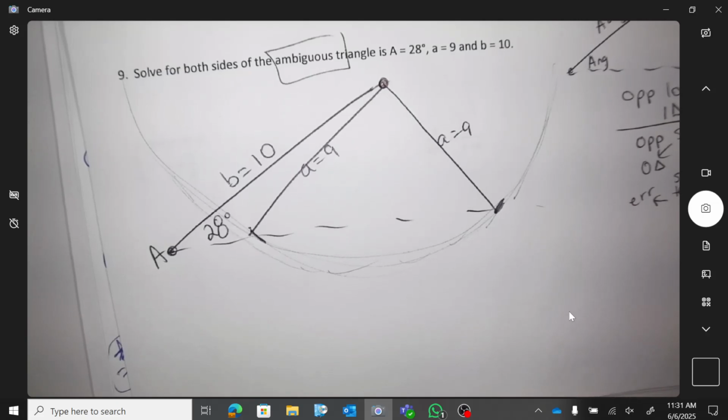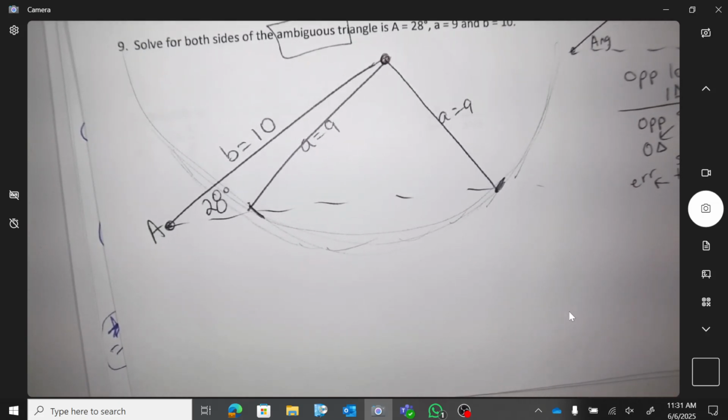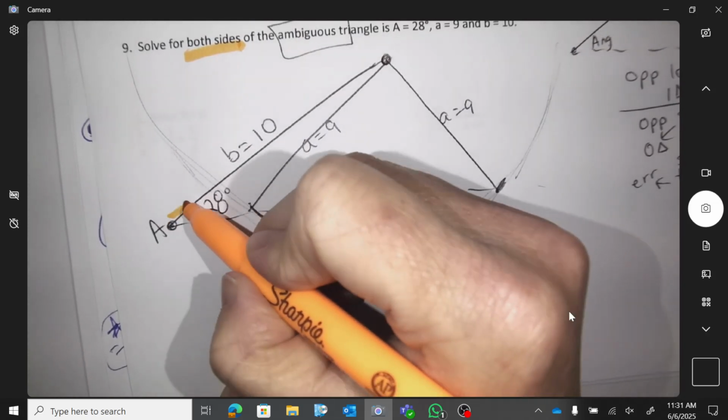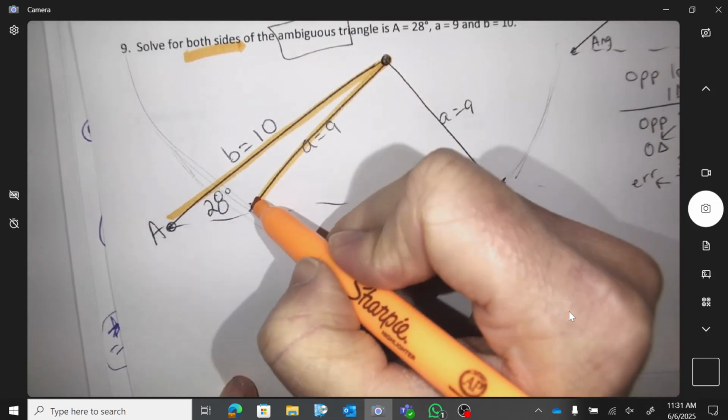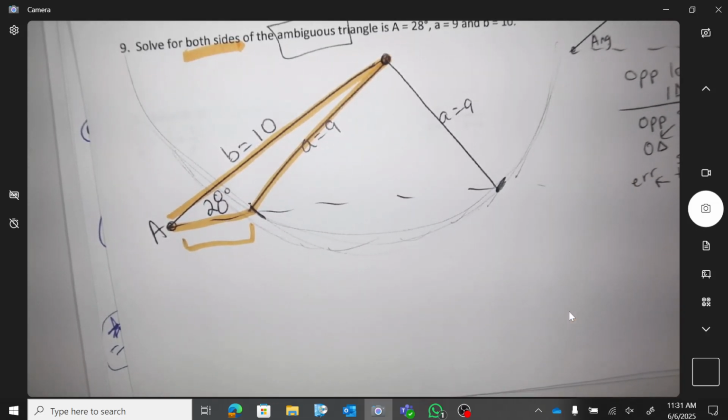Okay, I'm going to color code this. So here's our goal. We want to figure out the triangle's third side. So it says solve for both sides. So 10, 9, and what? That's one of the triangles, right? Make sure your triangle has 10, 9 in it.